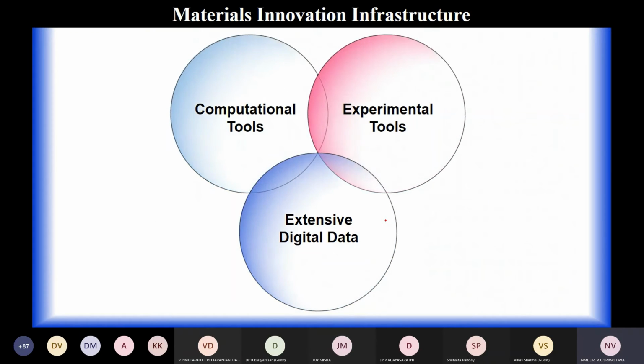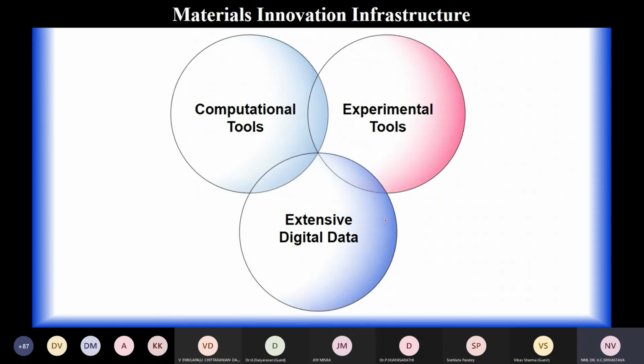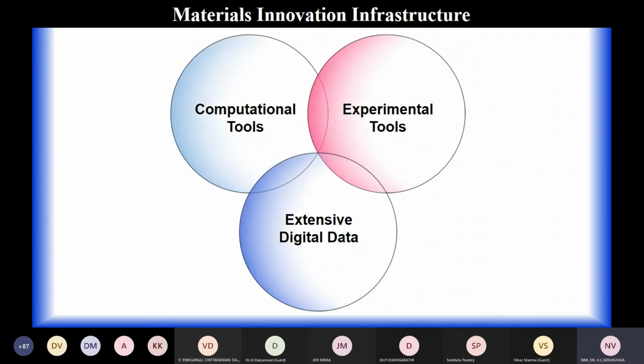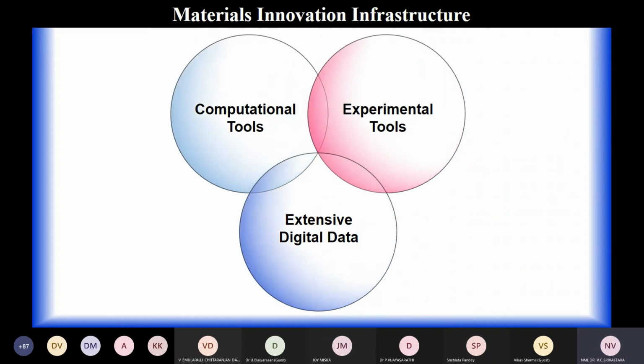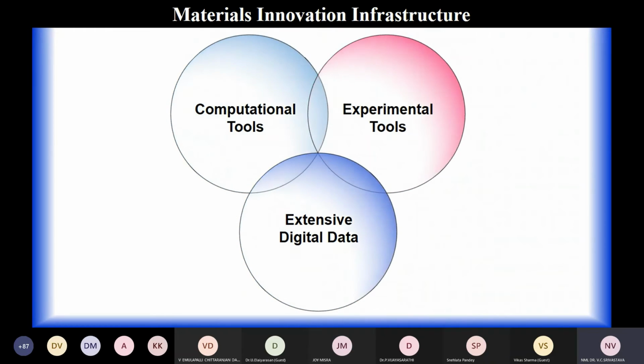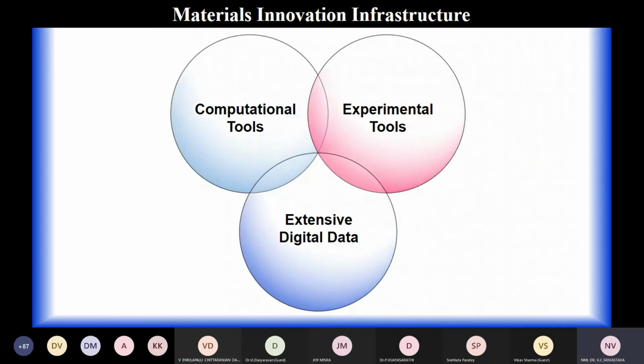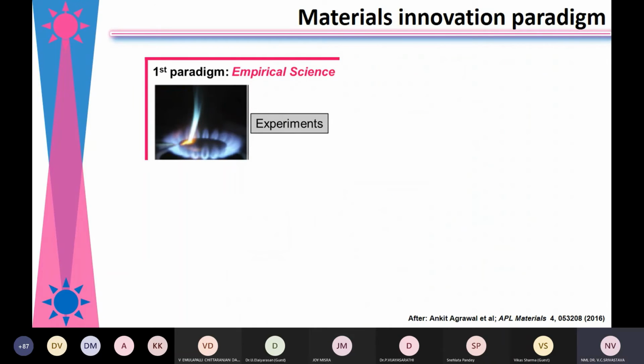And these are the innovation infrastructure that we have to have: computational tools, experimental tools, as well as extensive databases for the material discovery. And the materials innovation paradigm I talked about. If you look at earlier, we used to do experiments, and all our discoveries or any knowledge base were depending upon the empirical sciences.